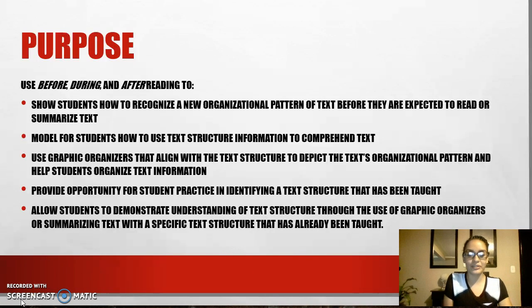Point number four, provide opportunities for students to practice identifying a text structure that has been taught. Point number five, allow students to demonstrate understanding of text structure through the use of graphic organizers or summarizing text with a specific text structure that has already been taught.